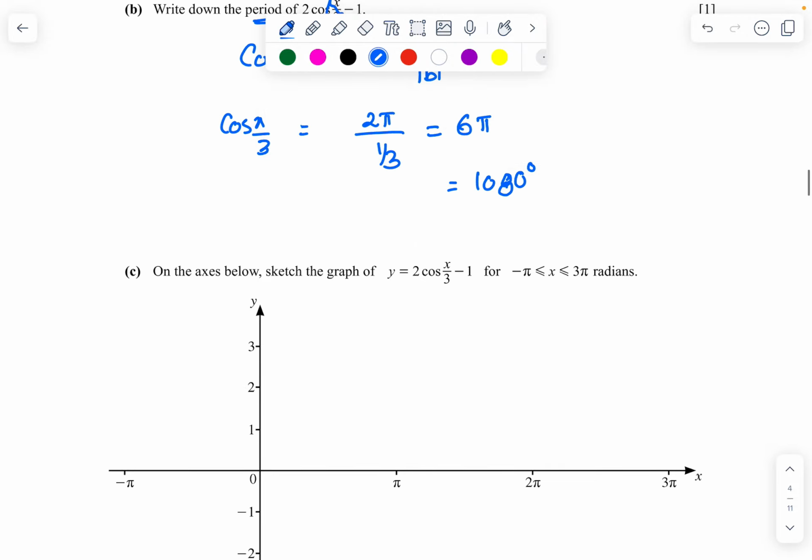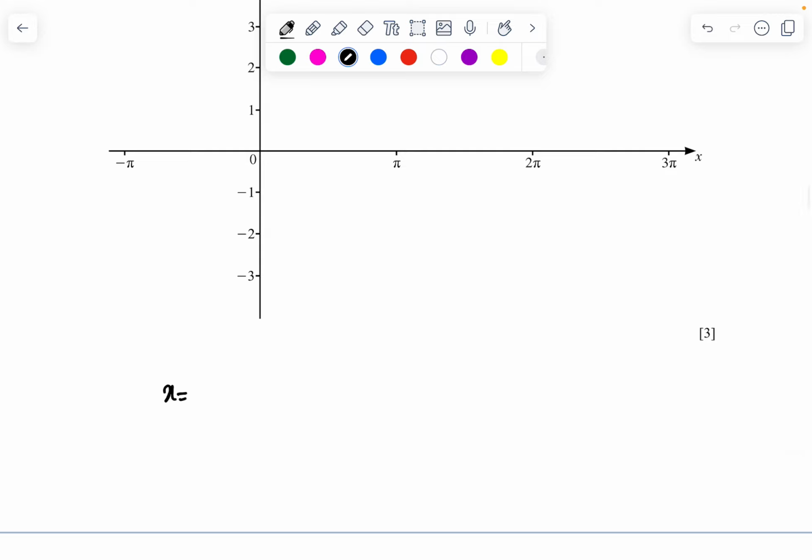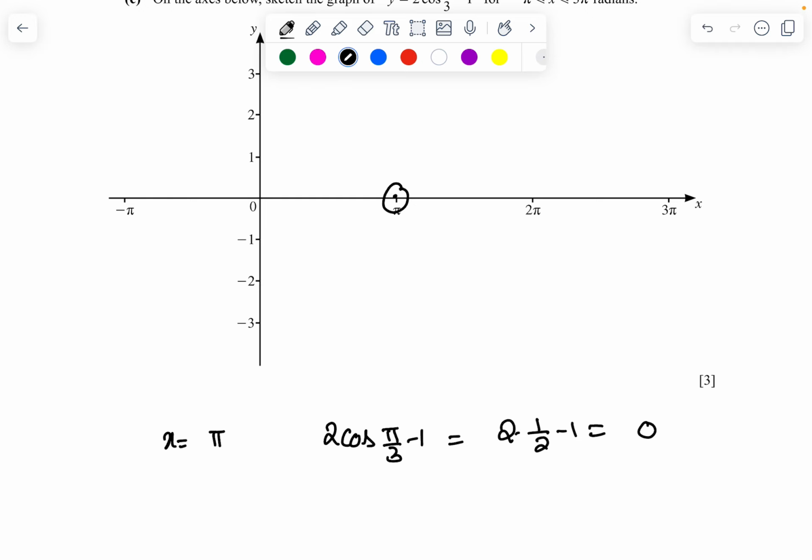On the axis, sketch the graph. So the graph is for 2 cos x by 3 minus 1. So we know that it says at x equals pi, we have to do some homework over there. X equals pi, what does it become? 2 cos pi by 3 minus 1, which is 2 cos 1 by 2 minus 1, which is equal to 0. So at pi it is 0. Then at negative pi, 2 cos negative pi by 3 minus 1, which is 2 times 1 by 2 minus 1, which is also equal to 0.